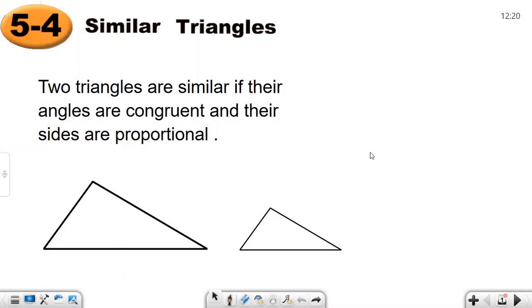Okay, welcome everyone. In this video we will talk about similar triangles. Two triangles are similar if their angles are congruent and their sides are proportional.